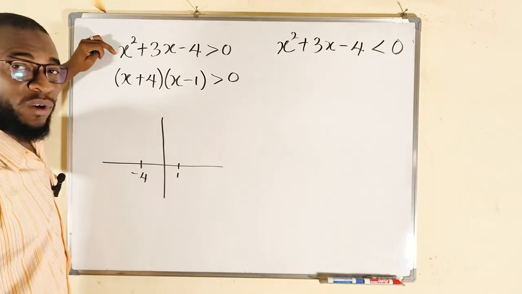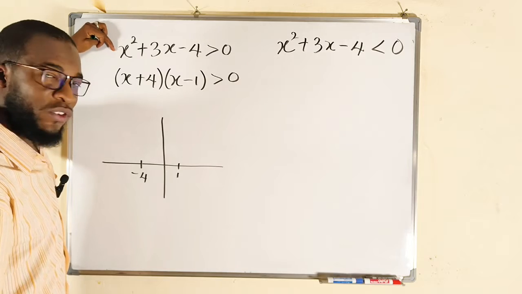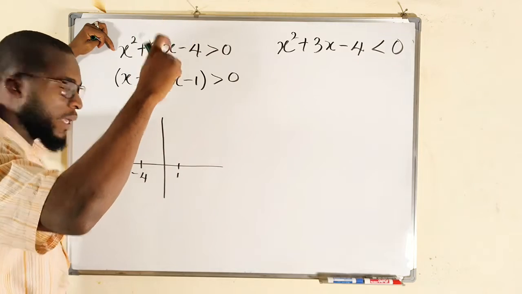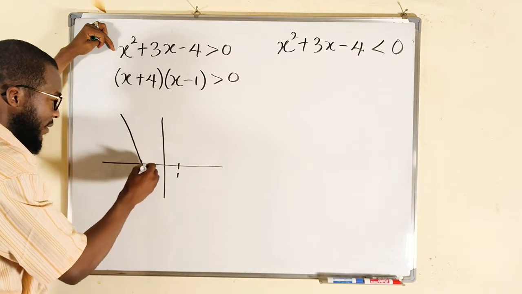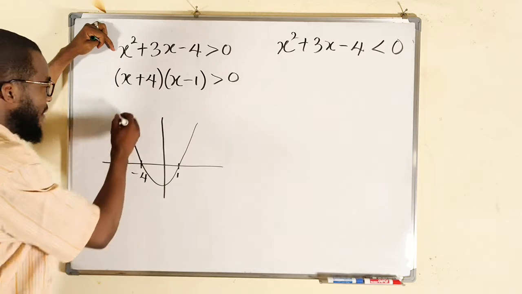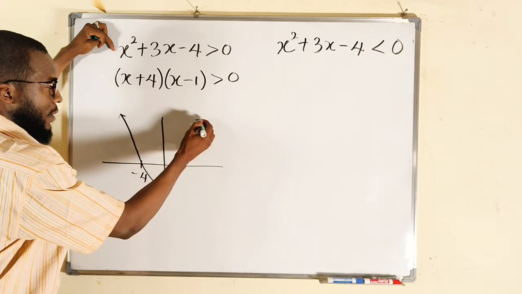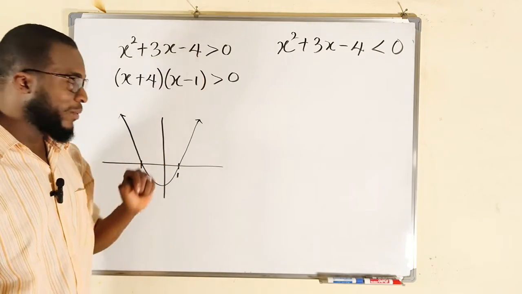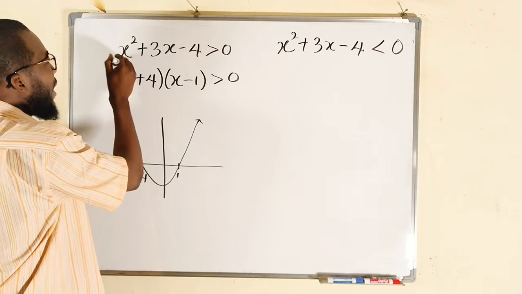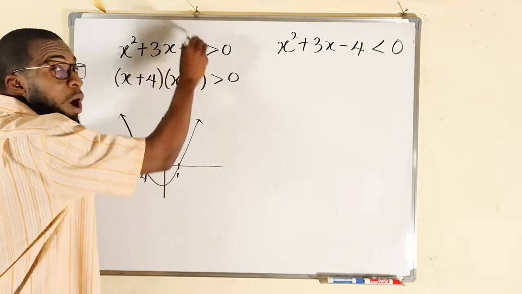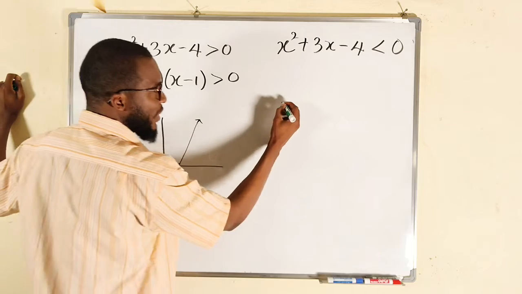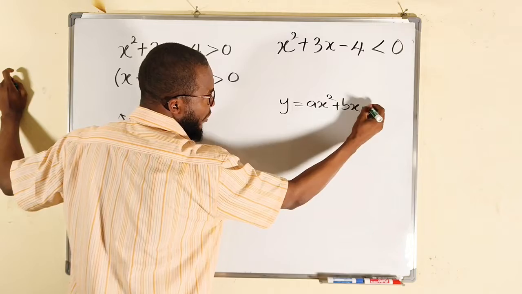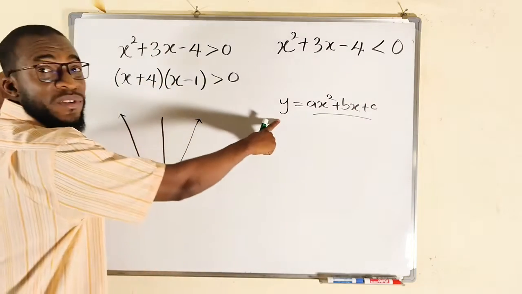And because the quadratic expression has its leading coefficient positive, you should expect what? An open up parabola. So it will be something like this. All right. And remember, our inequality is greater than 0. And the whole left hand side, remember, is representing y, because we used to write a quadratic equation as y = ax² + bx + c. So the whole of this expression is representing y.